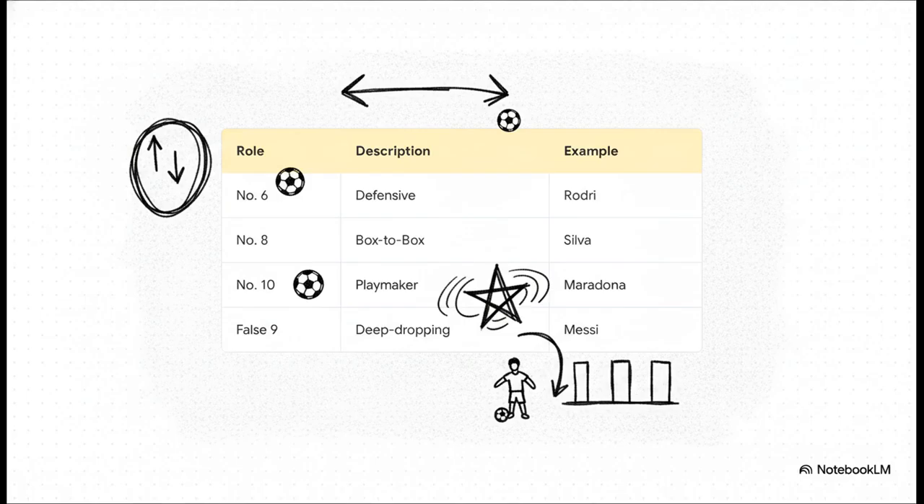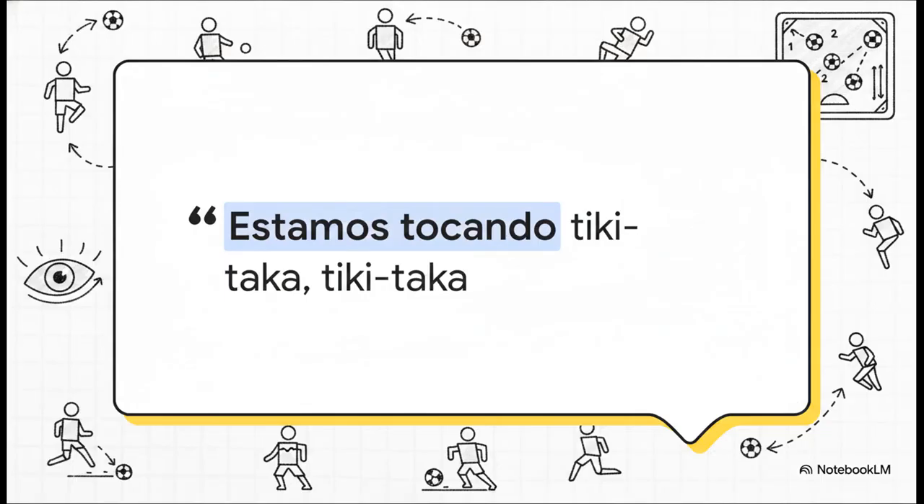Instead of staying high up the pitch like a traditional striker, which would be a true number 9, the false 9 drops deep into the midfield, completely confusing the opponent's defensive line. How all these players interact brings us to the grand tactical philosophies of the game. Perhaps the most famous in modern times is tiki-taka.